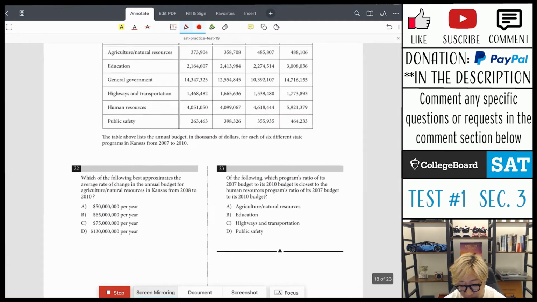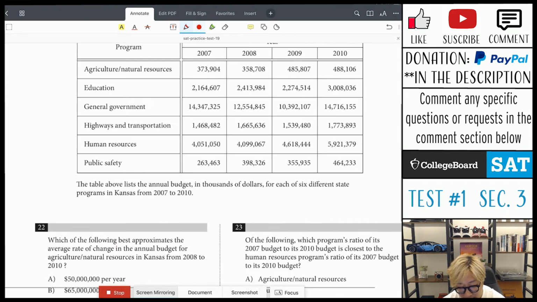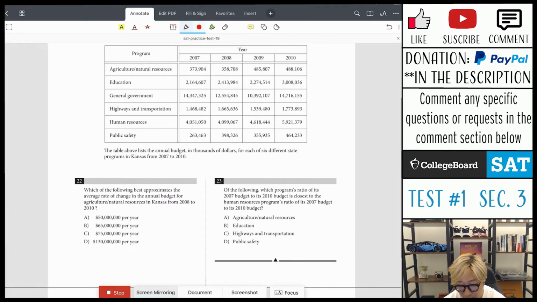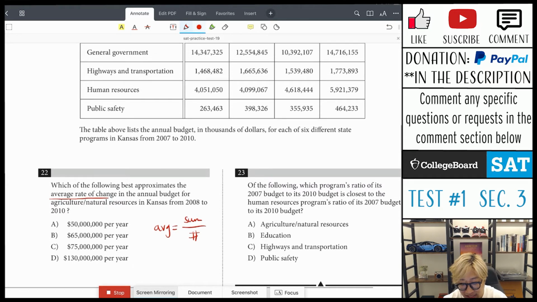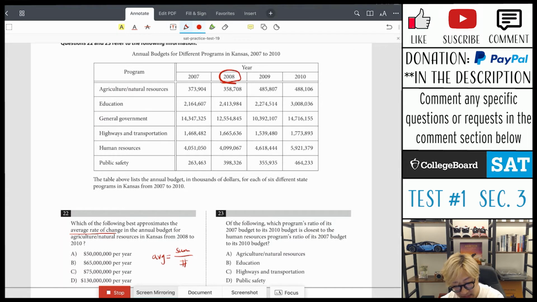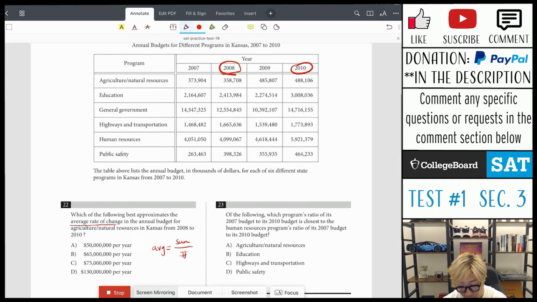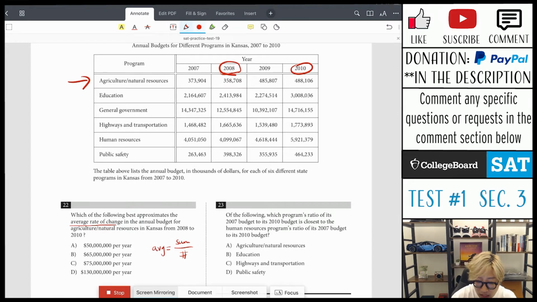They kind of go together. The table of whatever. Which of the following best approximates the average rate of change? Once again, average is just sum divided by number. In the annual budget in agriculture and natural resources in Kansas from 2008 to 2010. So, 2008, 2010. What do we want? Agriculture and natural resources. So, that's right there. Okay, so what was the change, average change?